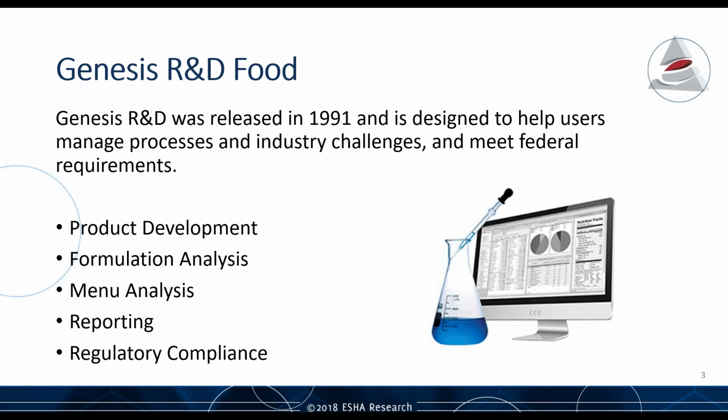Genesis R&D Food was introduced in 1991 and is designed to help you manage industry processes and challenges and comply with federal labeling requirements. Genesis serves as a powerful tool to help you with product development, formulation and menu analysis, reporting and documentation, and regulatory compliance.